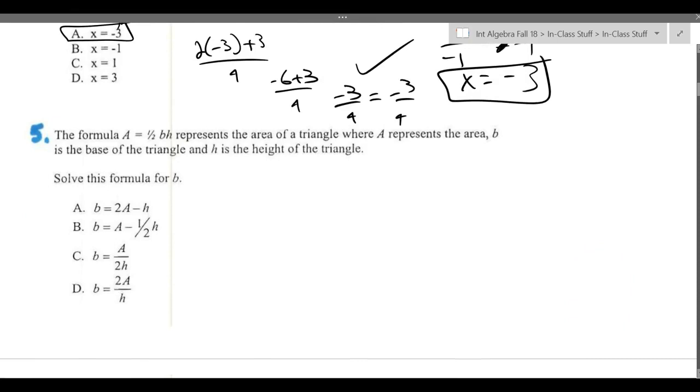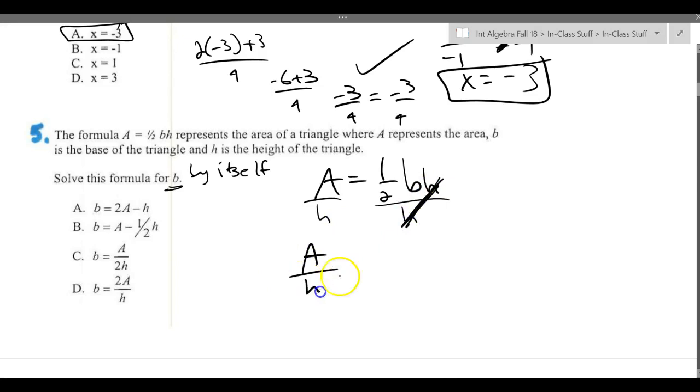Number 5, formula. Solve the formula for b, so that means get the b by itself. So let's do that. 1/2 bh. Right now, the same thing. We're just going to talk about undoing stuff. So how do you undo something times h? Divide by h. So I'm going to divide both sides by h. Those h's cancel. Now I'm left with a over h equals 1/2 b.